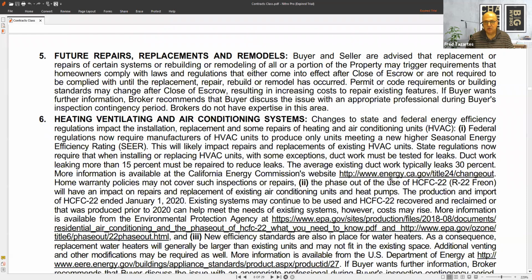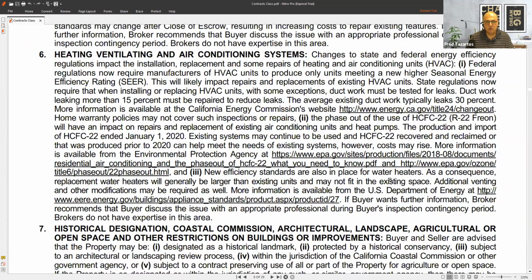Heat and ventilation, cooling systems, these are all things that are going to be done with your home inspection.